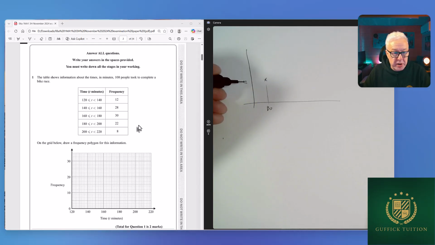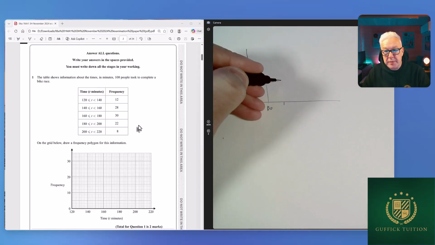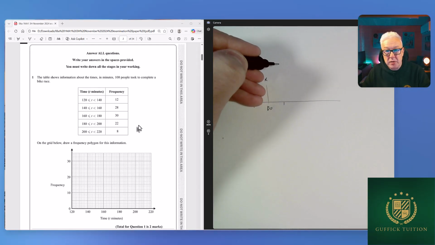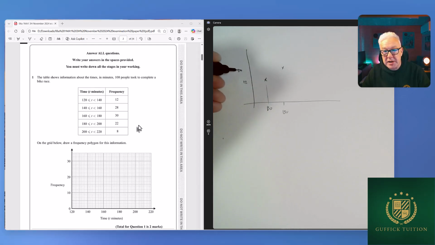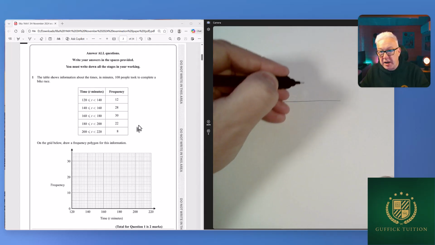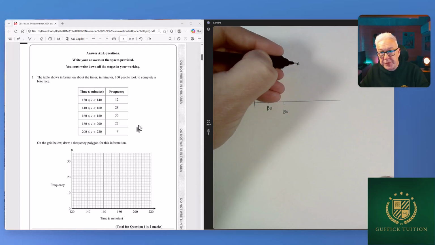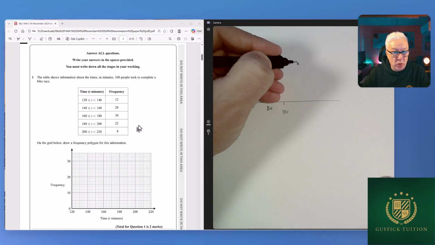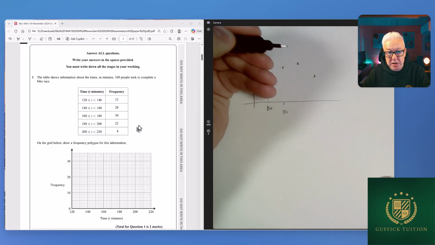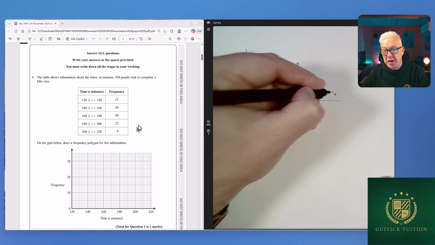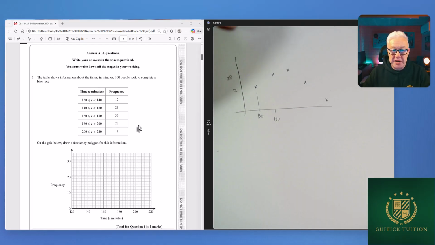Then your next point is going to be at 150, and it's going to be 28 high. The next one is going to be at 170 and 30 high, so like that. Then the one after that is going to be 190 and 22, so coming down like that. And the next one's going to be 210 and 8. So that's the first thing, the midpoints.